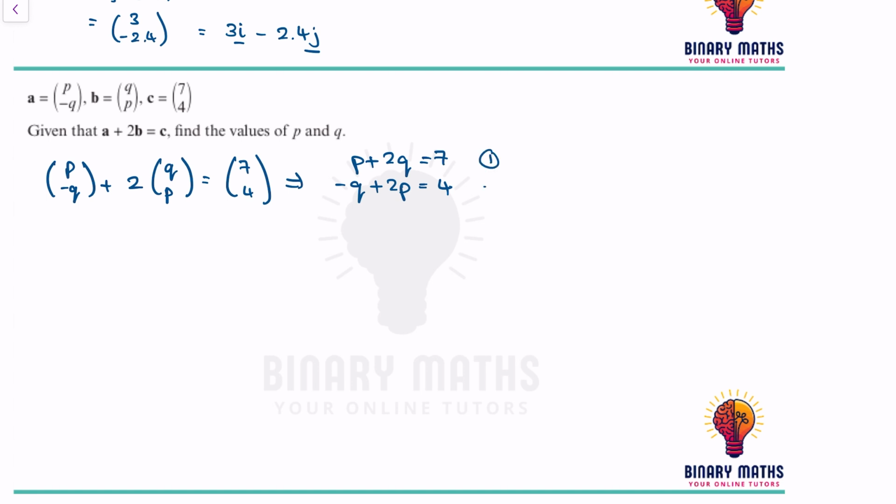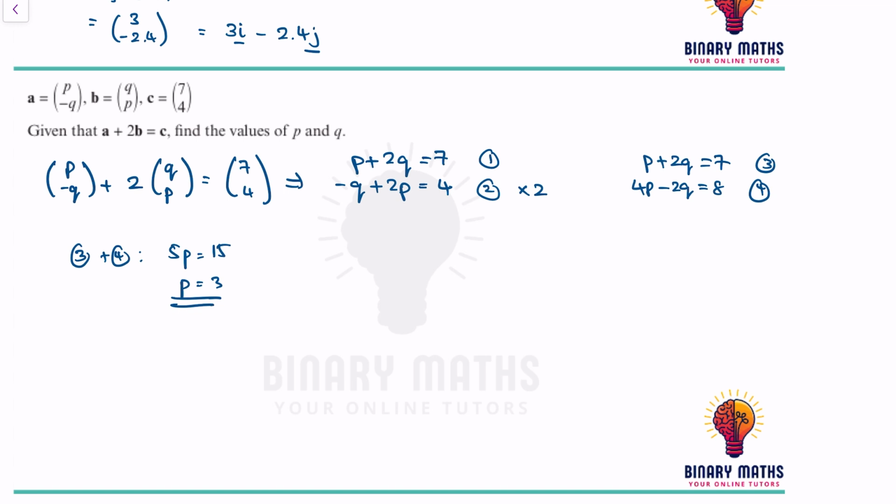So this is equation 1, equation 2. I want to make the Q's the same, so I'm going to multiply this one by 2. So the first one stays the same as P plus 2Q is equal to 7. Multiply the second equation by 2, I get 4P minus 2Q is equal to 8. I've lined up the P's and the Q's and the constants together, so it makes my life easy. Now if I add them together, I end up getting 5P is equal to 15, which means P is equal to 15 divided by 5, which is 3.